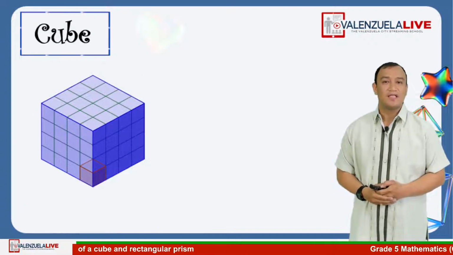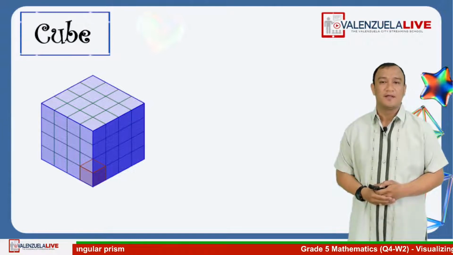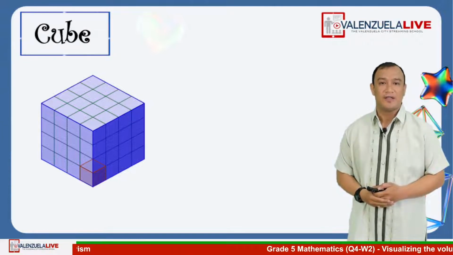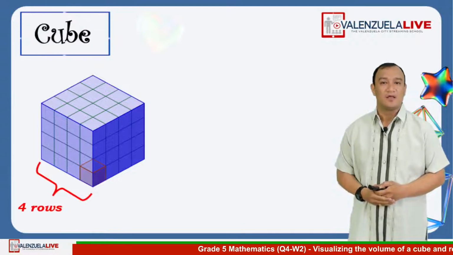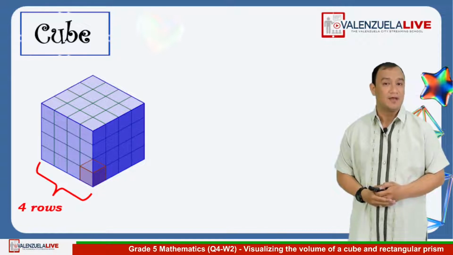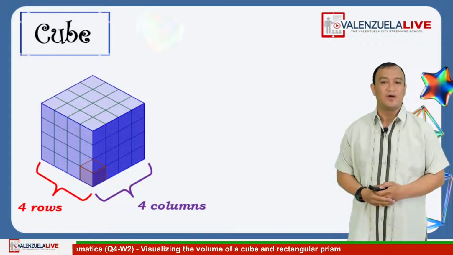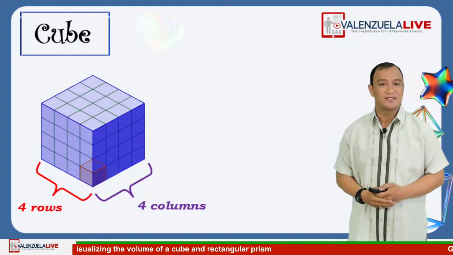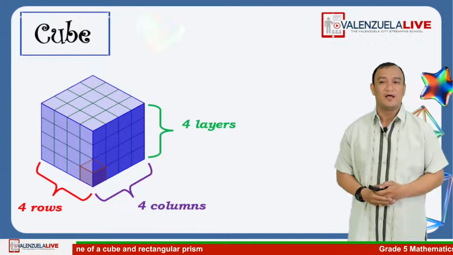Now, let's proceed to our example number 1. How many rows are there in this cube? Okay, correct. We have 4 rows. Then, how many columns? Okay, we have 4 columns. And how many layers? All right, it has 4 layers.